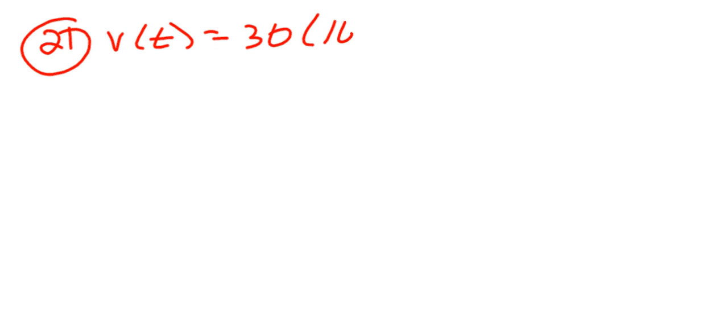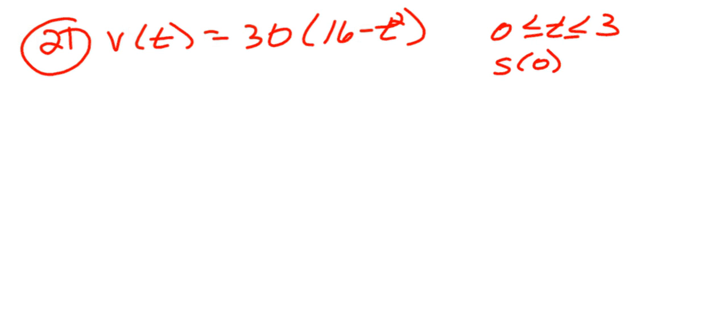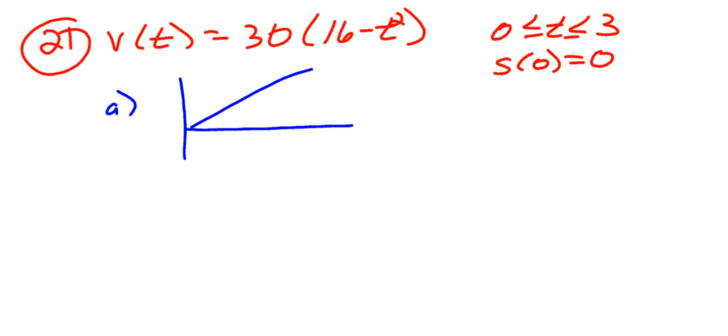All right, I want to start with 21. We're given this velocity function in this form on this interval and this initial condition. And what they want us to do on this one is graph velocity. If we graph a really quick sketch, it's not straight, it's slightly curved. It's really hard to sketch that one. And then they want to say, okay, what is the distance after 2 hours?